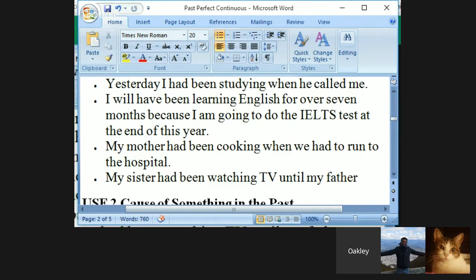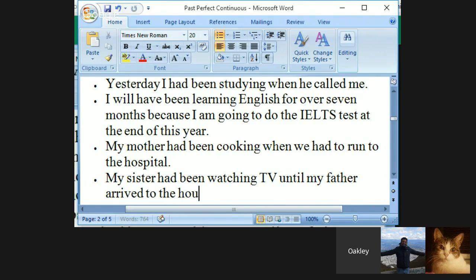Until my father arrived to the house. I can see in this point I can see arrive to home. No. Okay. First of all, not to the house. It should be at the house. He arrived at the mall. He arrived at the train station. He arrived at work. Just with arrived, we don't use to with arrive, no matter where we're going.